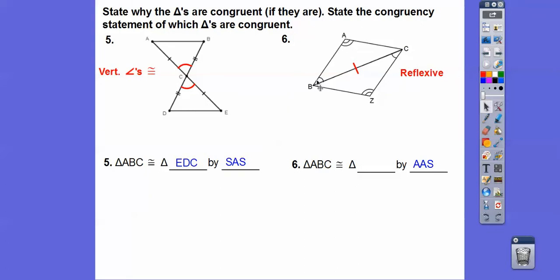So ABC. We went from 2 dashes to 1 dash. So we've got to go 2 dashes, 1 dash. So Z, C, B right there.